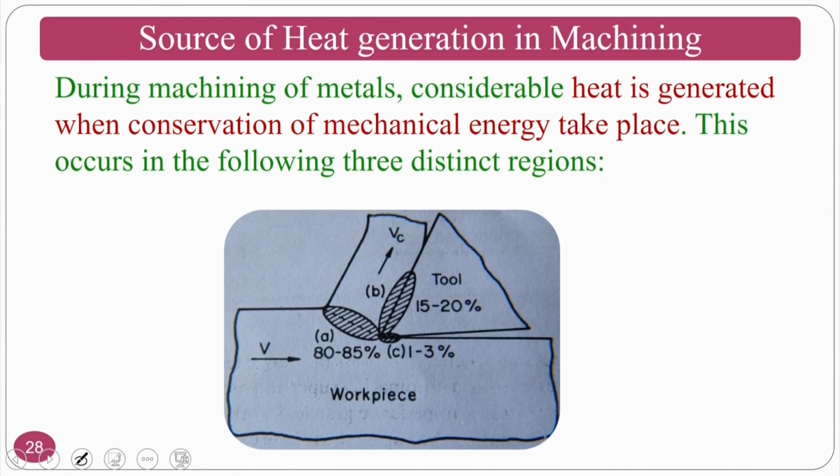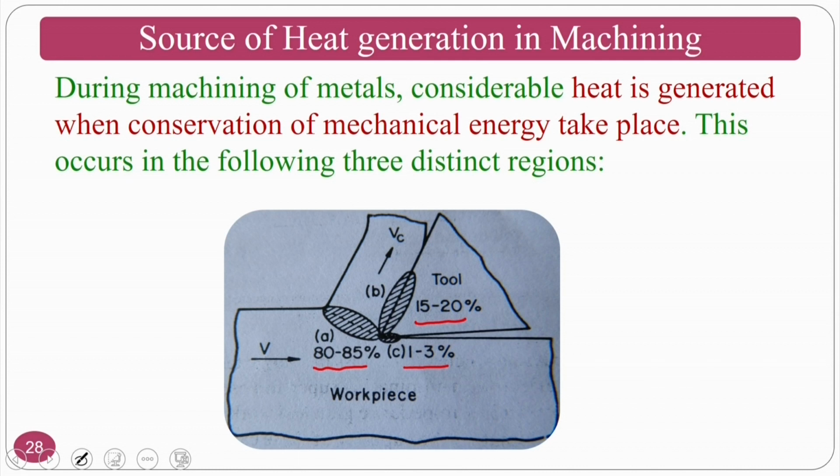There are two things. One is heat generation, and at the same time heat distribution. During the machining of metal, considerable heat is generated as mechanical energy is converted. This occurs in the following distinct regions. Normally the heat is generated 80 to 85% in the primary shear zone, 15 to 20% at the chip tool interface, and 1 to 3%, sometimes 5%, at the tool workpiece interface.